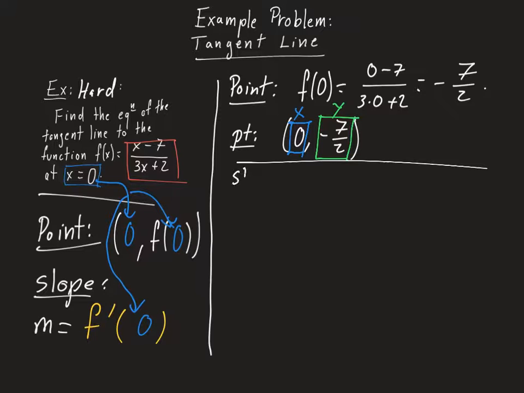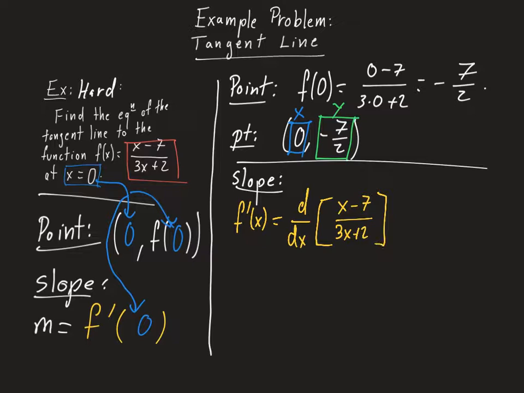All right, next up, we want to find the slope. And to find the slope, the first step, as always, is going to be to determine what f prime of x is equal to. And here we see that f prime of x is going to be equal to the derivative of x minus 7 over 3x plus 2. And you can see here that this requires a quotient rule.